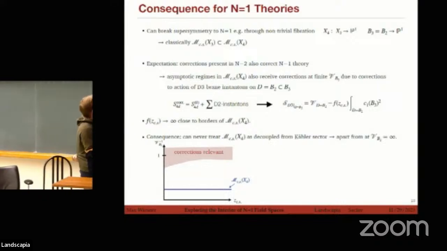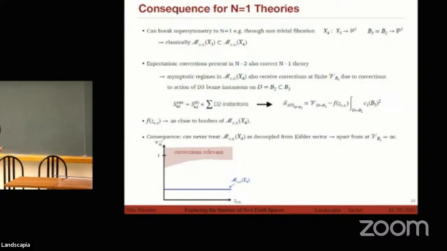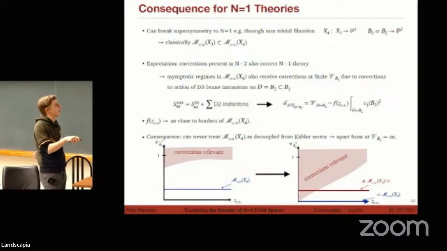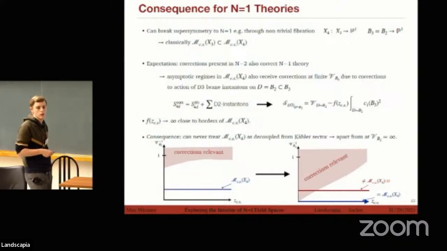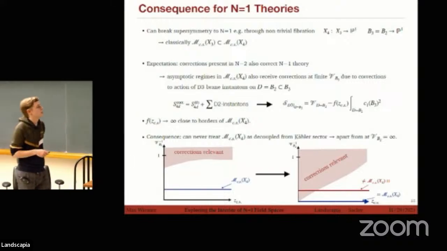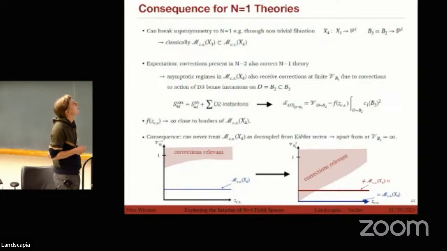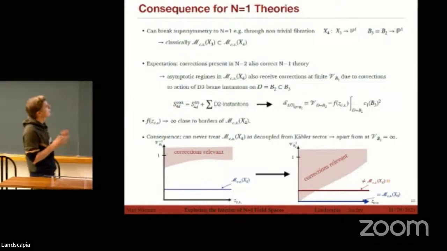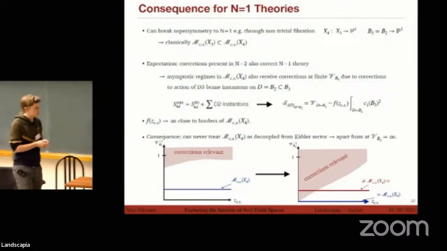So the consequence is that this picture that I drew before is not quite correct. These corrections become relevant unless I take a double scaling limit, where I first go to large volume and then to large complex structure. So this is one of the upshots. This is still work in progress, and this is a workshop, so we might discuss.